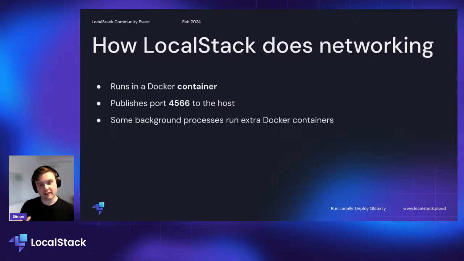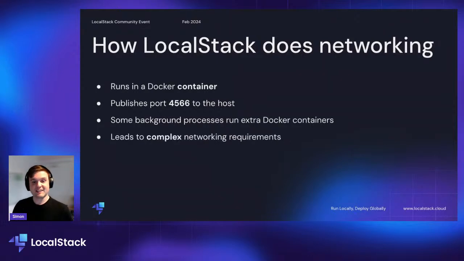As part of our LocalStack internals, we use Docker containers ourselves to run background processes or your application code, for example. So if you were to run, say, a Lambda function, that runs in a Docker container. And all of the inter-Docker communication has to be sorted out. This leads to some very complex networking requirements. I mentioned even just regular networking on a single computer is hard enough. When you add Docker to the mix, it gets a lot more complicated.